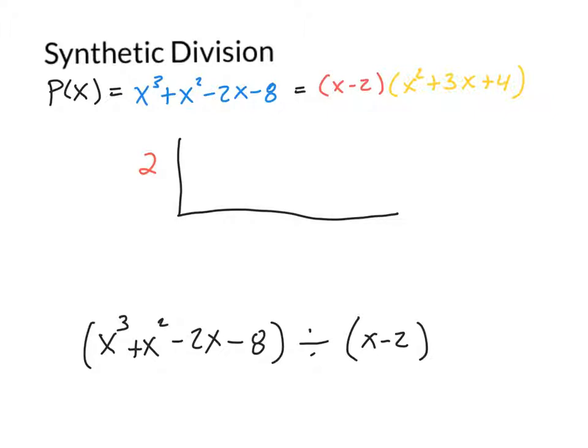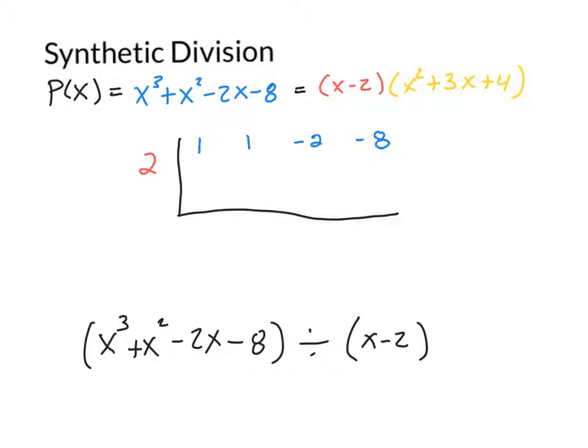Okay? So when you're doing this, it's important to note if there are any zeros. So if a term is missing, you'd have to replace it with a 0. Well, in this case, all of our terms are there. We have x cubed, and the next one is x squared, the next one is x to the first power, and then we have our constant term. All right, so my coefficients, 1, 1, minus 2, minus 8, I write them across the top.